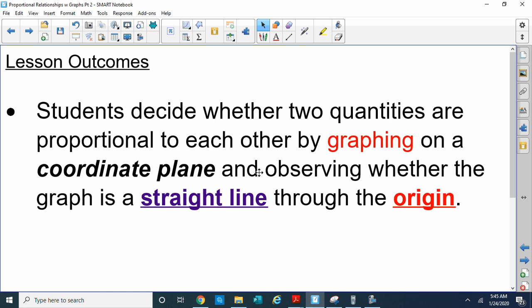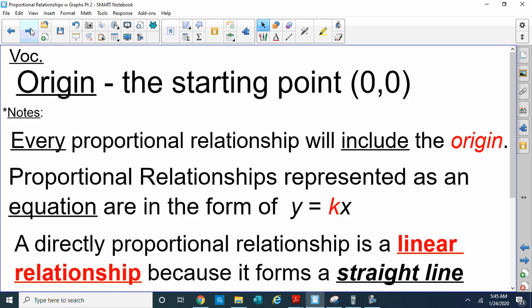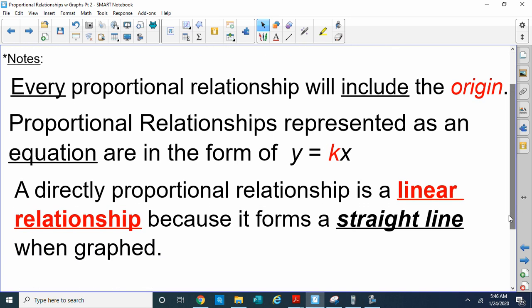What is the proportional relationship? It goes through the origin. And remember, the origin is the point 0, 0. Every proportional relationship must include the origin, and proportional relationships are represented by an equation in the form of y equals kx, k being the constant of proportionality. Hopefully you'll remember that formula, and we have another video about that, and I'll be doing another part to that soon.